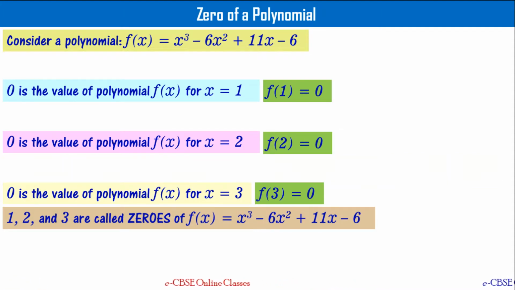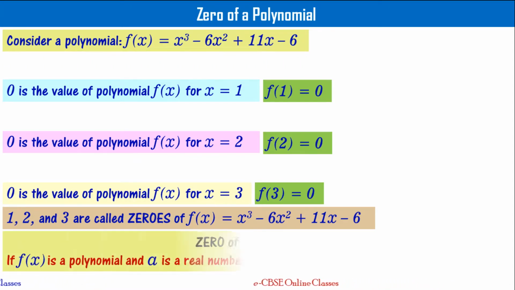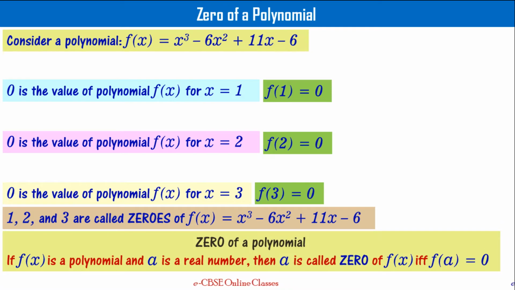What we have seen is the following. When you substitute numbers 1, 2 and 3 into f of x, we got the value as 0. That's why we say that 1, 2 and 3 are called zeros of f of x. Please take a note of that. Now we can define zero of a polynomial. If f of x is a polynomial and a is a real number, then a is called zero of f of x if and only if f of a is 0.